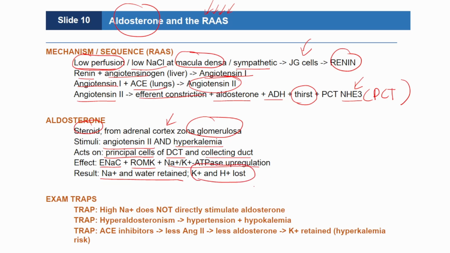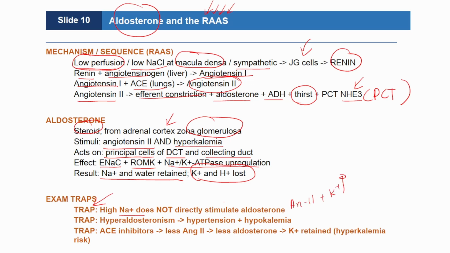For IMAT, there are three critical traps that you must look out for regarding triggers and drug interactions. First trap, always remember that high sodium does not directly stimulate aldosterone secretion. The hormone responds to volume depletion via angiotensin II and high potassium levels.